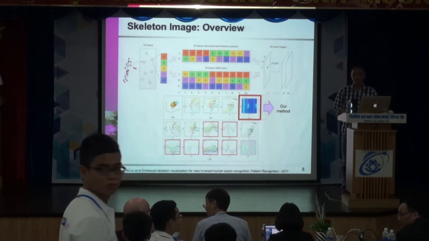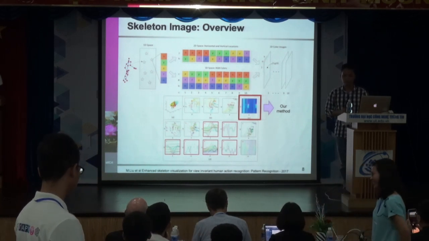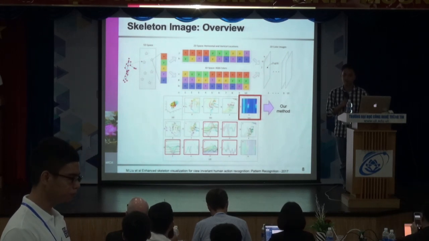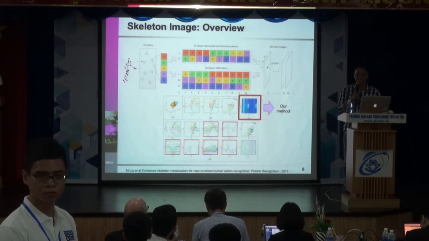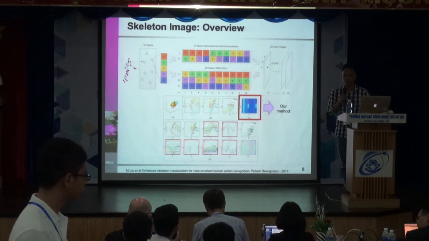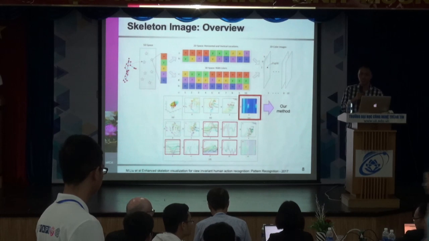One more question. Recently I remember we have a network named Graph CNN. Have you ever tried it? Sorry, I didn't try it. Graph CNN tries to model the connections between the joints. Maybe I'm going to try it later. Thanks for the suggestion.